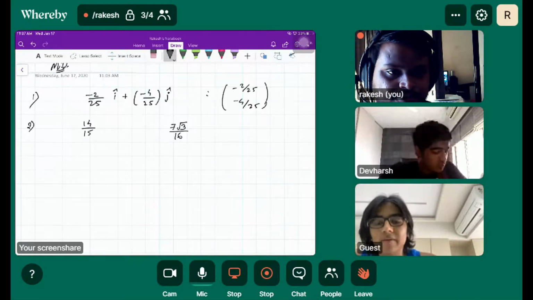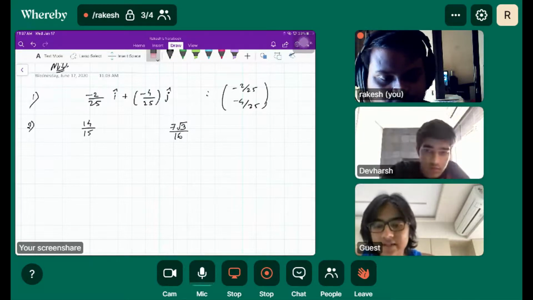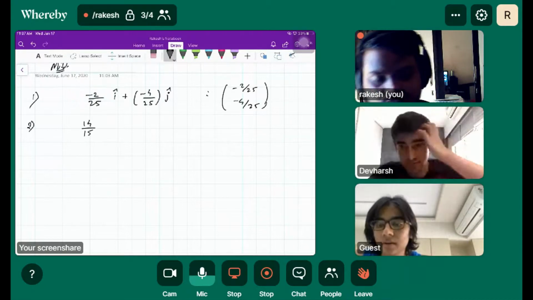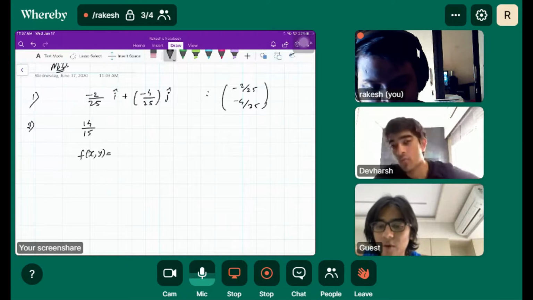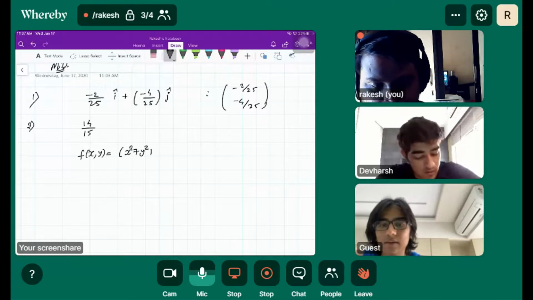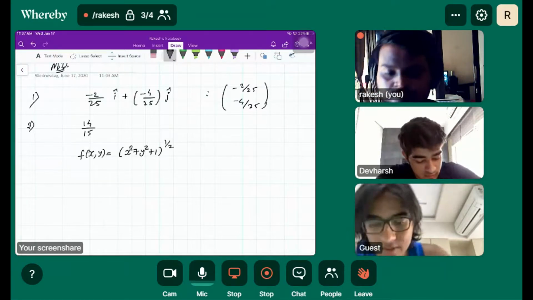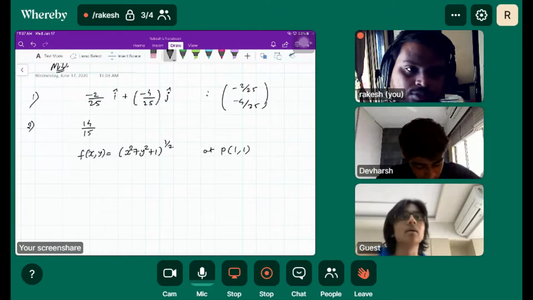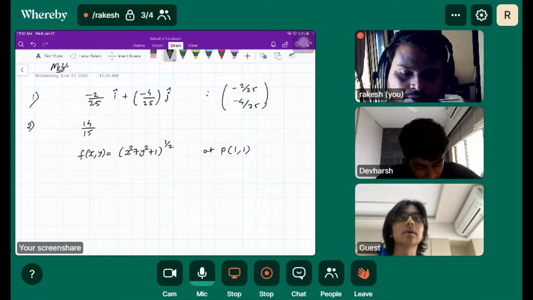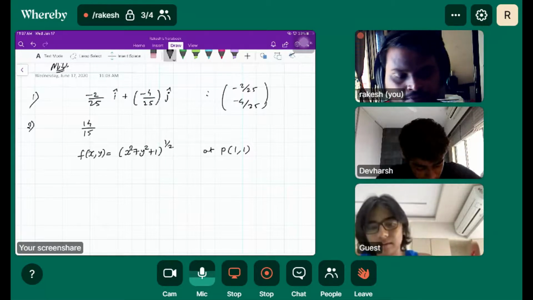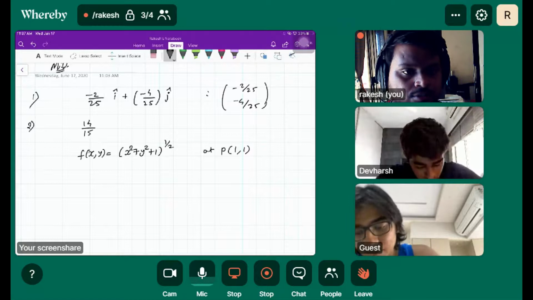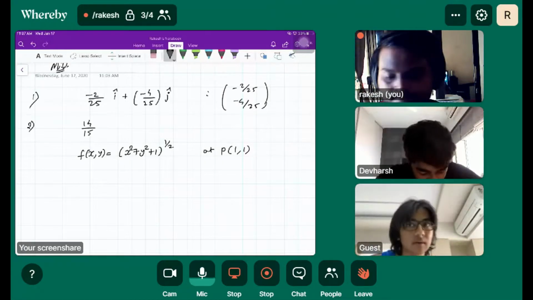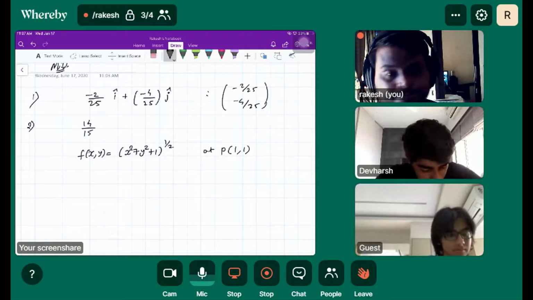Can we look at the question first? The function is f of x comma y equals x squared plus y squared plus 1, raised to half, plus 1, at the point 1 comma 1. Okay, wait, I didn't see the raised to half. Give me one minute, I'll solve it in 2 minutes. Dev, you also solve, sir, because if you look at it, your answer is wrong.